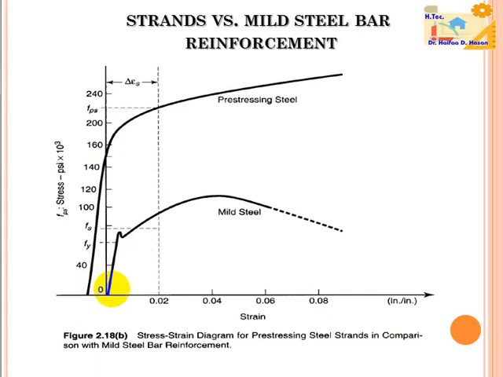Also we can see the prestressing steel quickly breaks because it does not have much ductility, and the mild steel we can see its failure at strain 0.02, and for prestressing steel at 0.04. The failure strain is low when compared with the mild steel. The more this number, the more the prestressing steel will break.